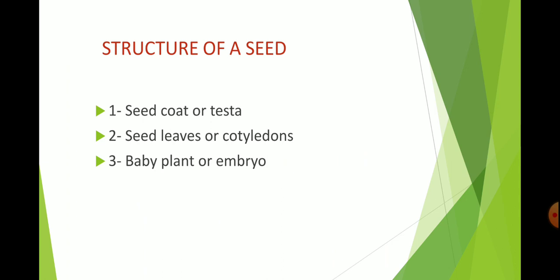The next structure of a seed is the baby plant. The baby plant is also known as the embryo and it is present in the cotyledons, and it grows into a new plant.